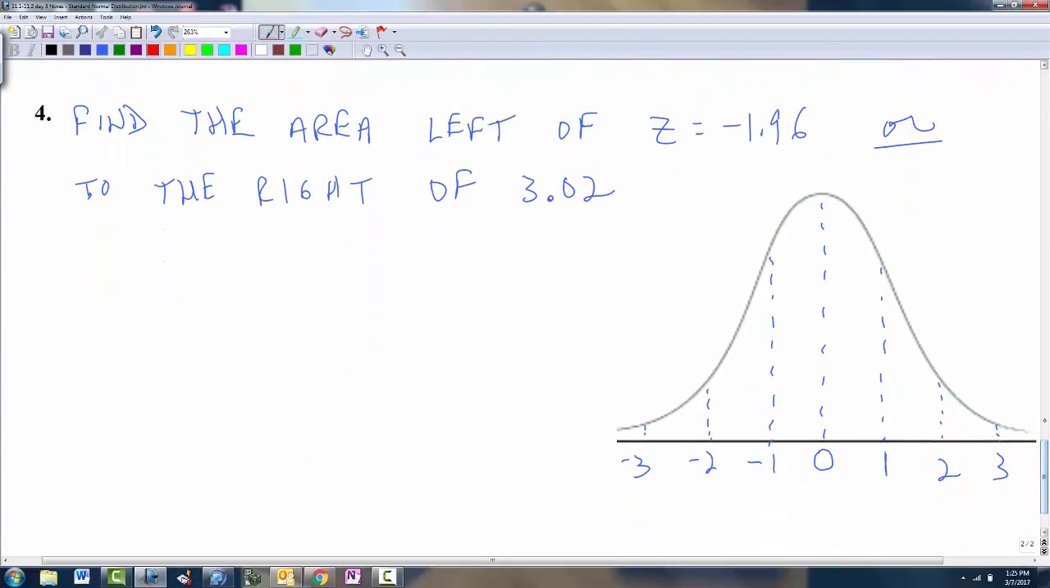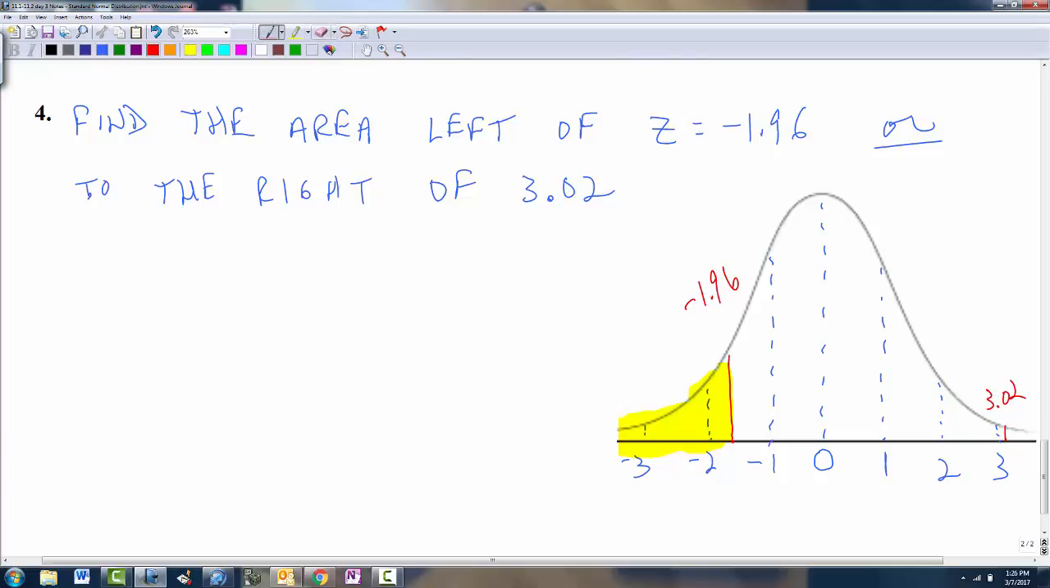And then this one's silly. Do I have to do it? Do you get it? Find the area left of negative 1.96. So that comes right out of the chart. This is going to be fine. I guess she used the word or because what does or mean for probabilities? Well, it means what do you do with the add? Or right of 3.02, which is very small.